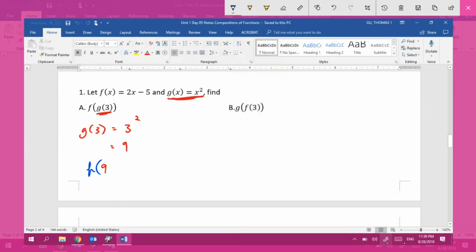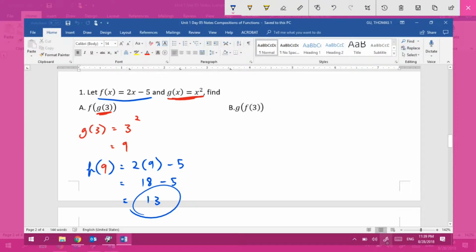So then f of x is right here, 2x minus 5. So instead of the x, I'm going to write 9. So it's going to be 2 times 9 minus 5. What is 2 times 9? That's going to be 18. And then we bring down the minus 5. What is 18 minus 5? 18 minus 5 is 13. I almost said 3. And so this is the answer of f of g of 3.